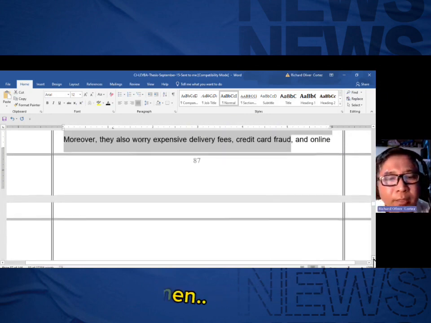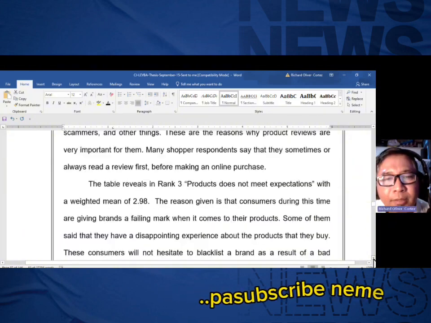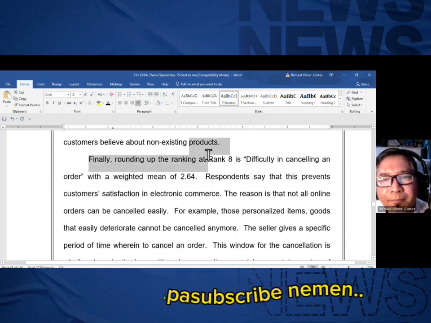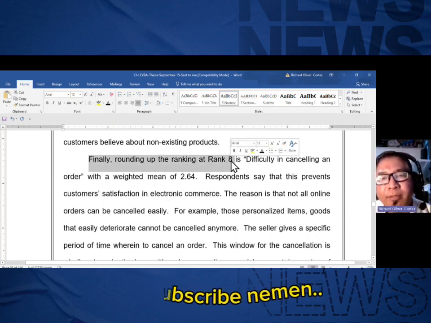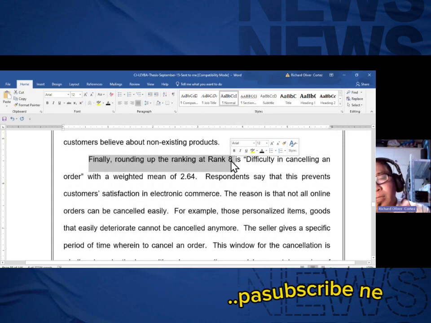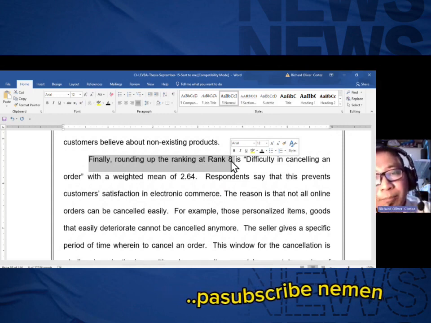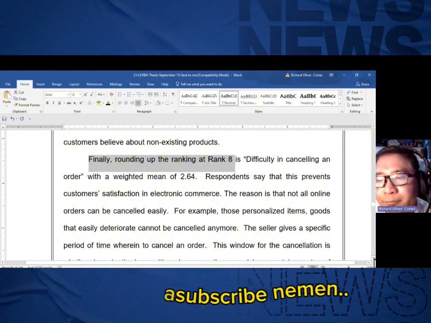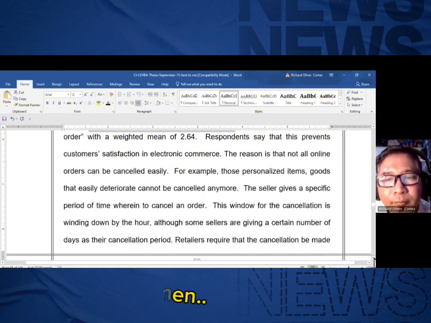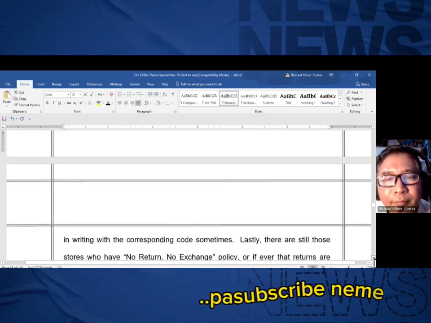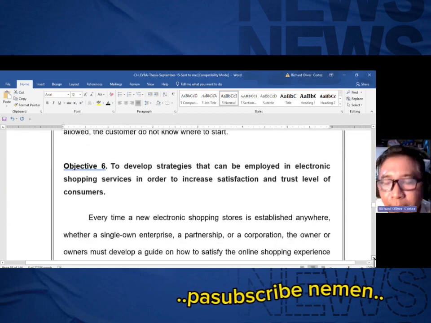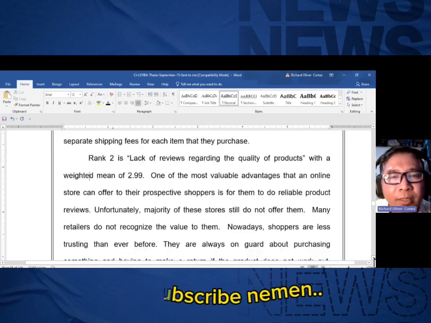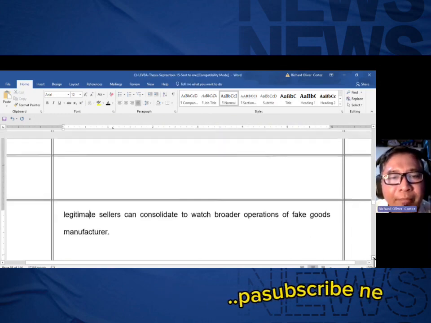Okay, and you also discussed rank 3. You discussed the last rank. The rank 8, no? That is the last rank. You also discussed yung last. So you discussed the top 3 in ranking and the last in ranking. Okay, meron pala, additionally, that was objective 5. This table is objective 5.